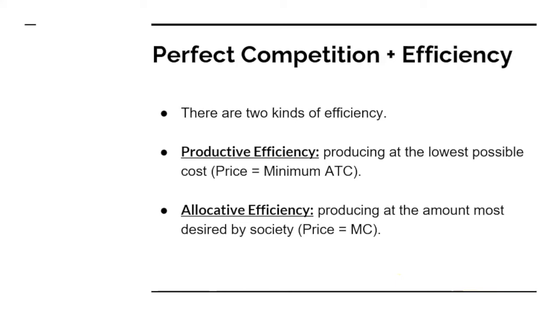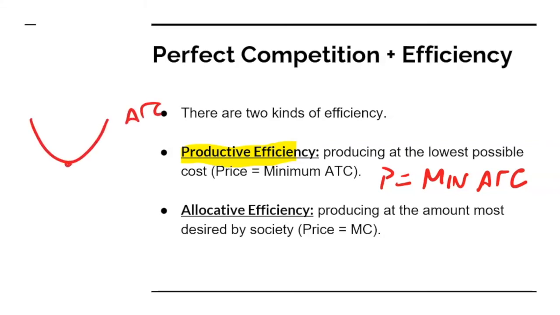And so for us, there are two different types of efficiency. The first is productive efficiency, which means you're producing at the lowest possible cost. In other words, you're producing where price equals the minimum of the ATC. That is productively efficient. So a firm is productively efficient if they're producing at the lowest possible cost. And so for ATC is U-shaped, that means they're producing, right, at the minimum of the ATC there.